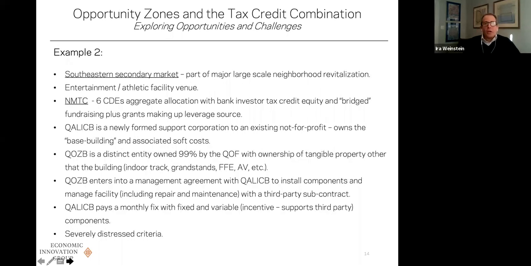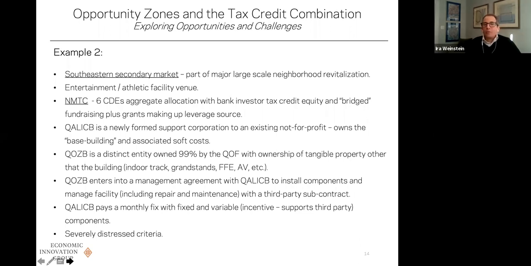Next slide. So this one was a southeastern city or town secondary market, and it was part of a large-scale revitalization, which is often the case. This was a really unique asset. It was an entertainment and athletic facility, and large enough where, in order to accumulate all the allocation, there were 6 CDEs that came together here. The bank investor was also supporting bridging of some fundraising that came through the new market structure.